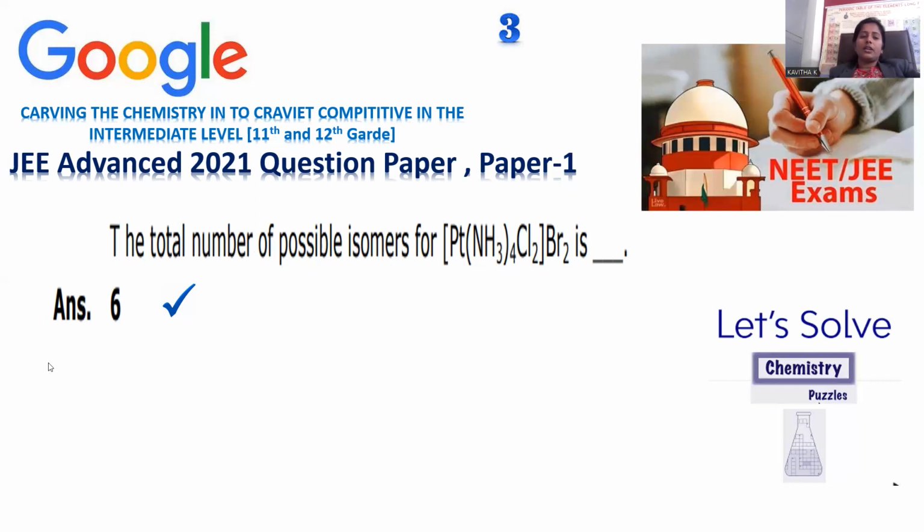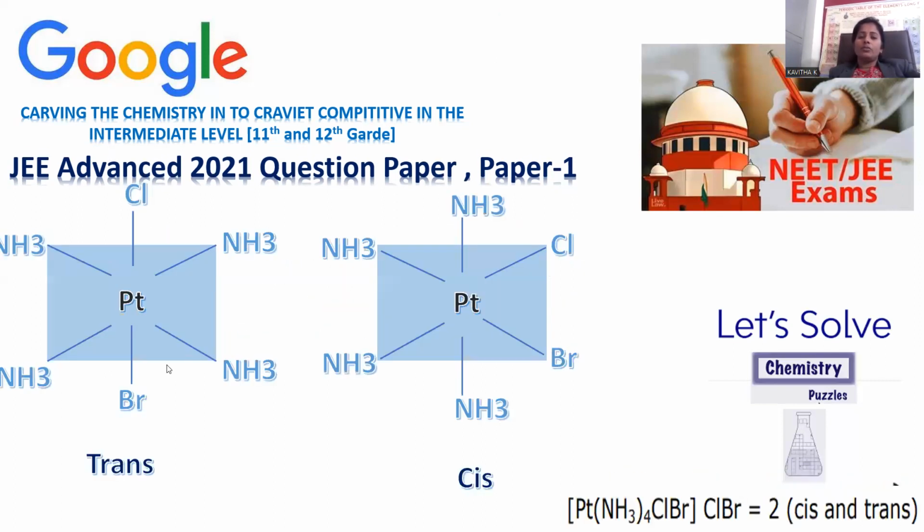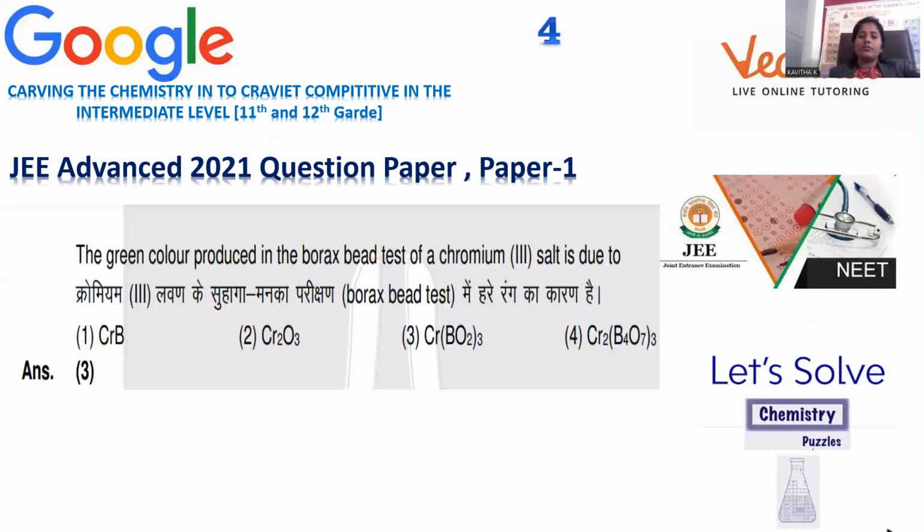For question number 3, the correct answer will be a 6. Move on to question number 4. Question number 4 is collected from the JEE Advanced 2021 question paper, Paper 1. The green color produced in the borax bead test of chromium 3 salt is due to, right? So the borax bead test is for identification. This is the kind of test we call qualitative analysis.